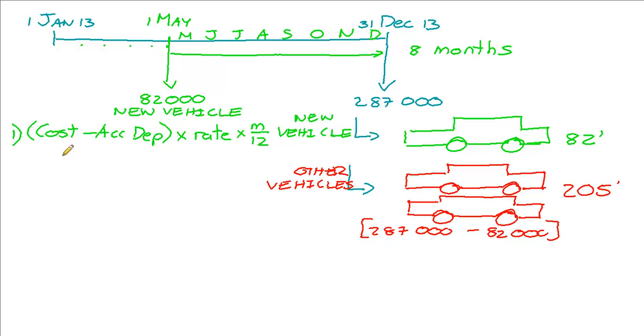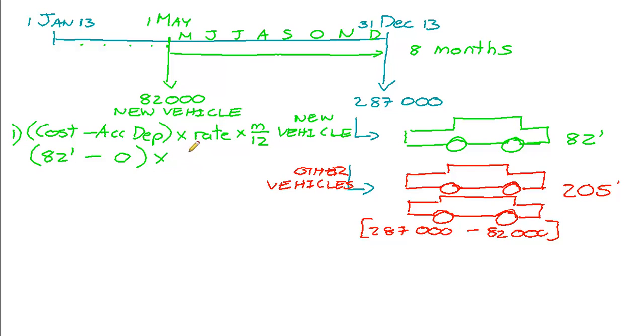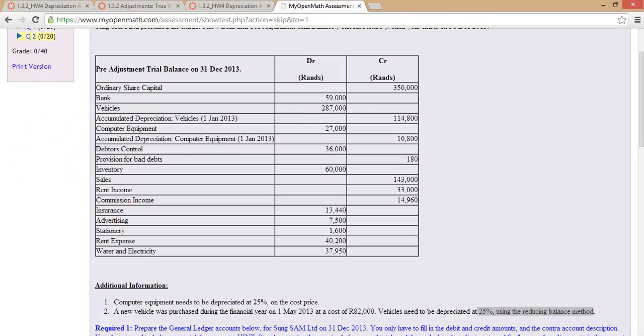So the cost of this asset on the first day was 82,000 Rand. The accumulated depreciation on the 1st of May was 0. So my carrying amount is 82,000. The depreciation rate was given as 25%. So we've got here times 25 over 100. And we've used this asset, very important, only for 8 months. So we can say 8 over 12. So there's my calculation.